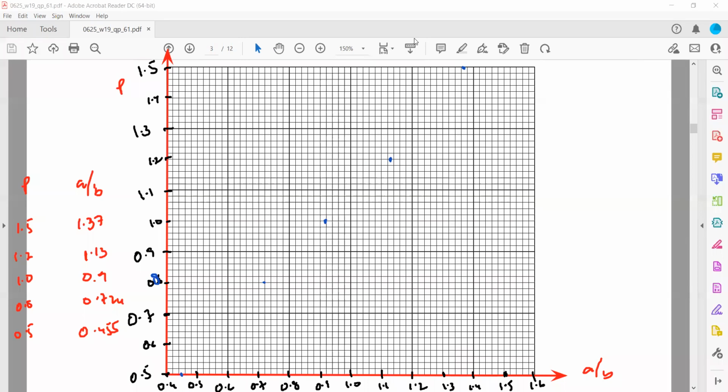So the line that we'll draw is the best fit straight line, use thin lines as possible. When you're joining the points, use a thin line. And this is the best fit straight line. As you can see, I have 1 point above, 1 point below. So this was a graph between P and 1 over A.